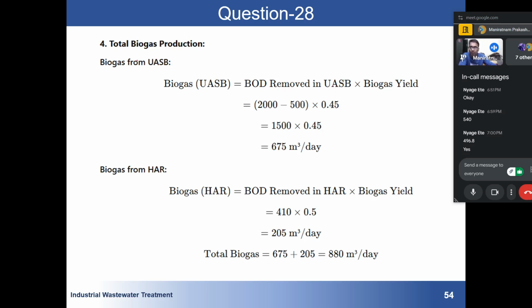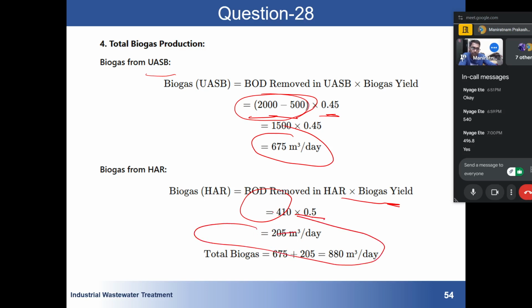Again, if we want to find the biogas from the UASB, then the UASB biogas yield is 0.42. So this much was removed in the UASB, multiplied by 0.42, so this much meter cube is produced from the UASB reactor. We know that 410 is being removed in the HAR and its biogas yield is 0.5. So 410 into 0.5 gives 205. So total biogas is 650 plus 205, that is 880 meter cube per day.